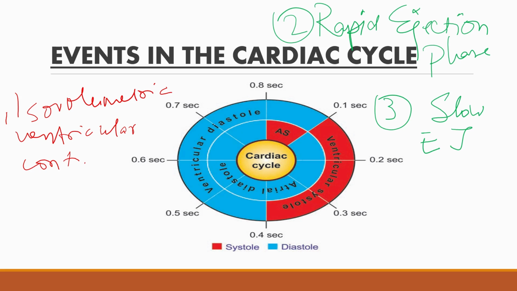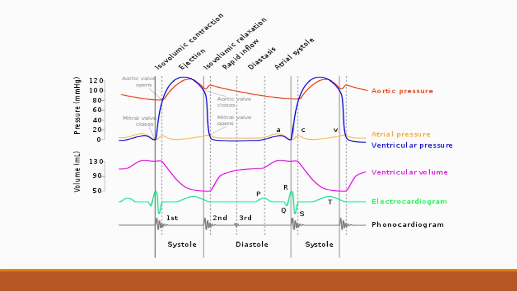Next, which lasts for approximately 0.7 seconds. Here the atrial muscles relax and the atrial pressure gradually increases due to continuous venous return. Increases due to what? Due to the continuous venous return. Hope the cycle stages are clear to you all.